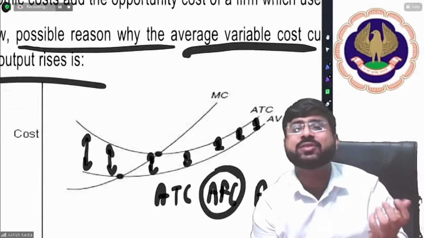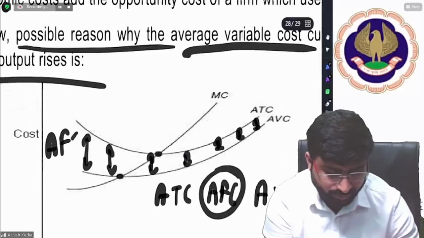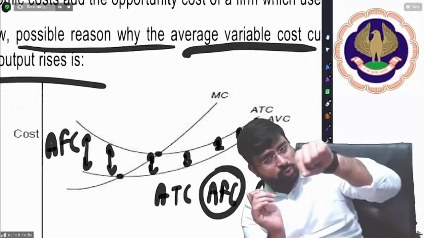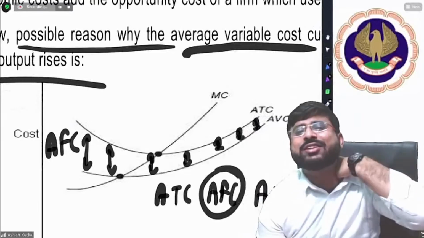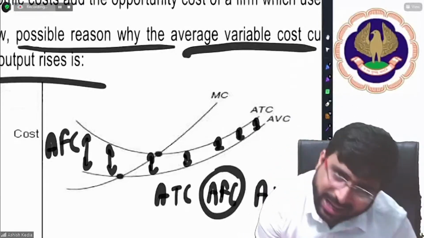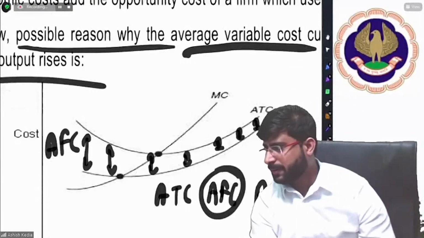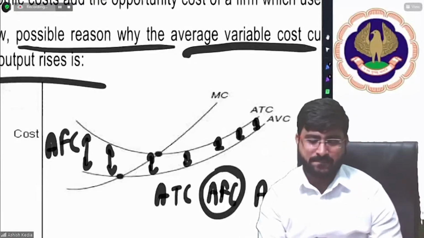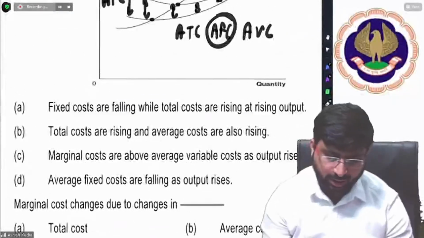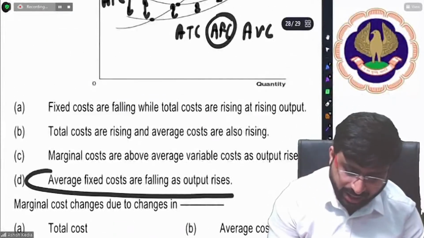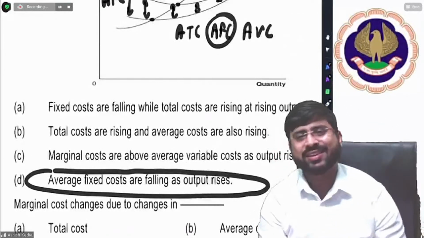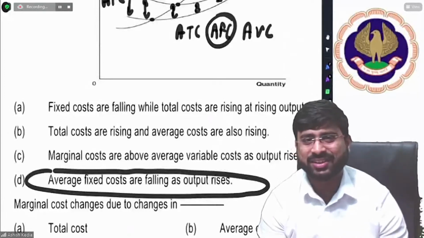And this gap is representing what? Average fixed cost only. Since with the rise in quantity, average fixed cost is falling, and so the gap between them is also reducing, because this gap is representing nothing but average fixed cost. So AFC is falling. Absolutely. So average fixed costs are falling as output rises. Is the correct answer.